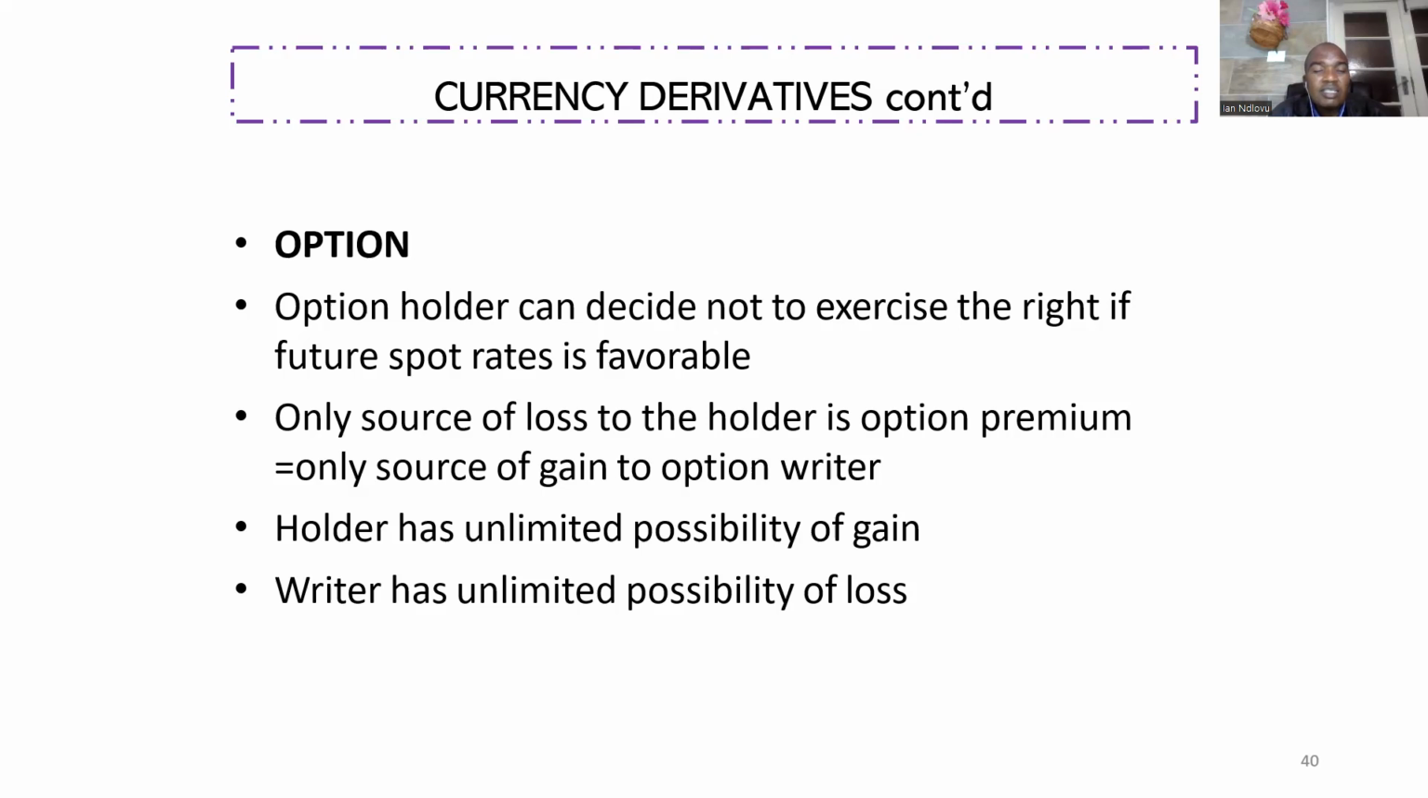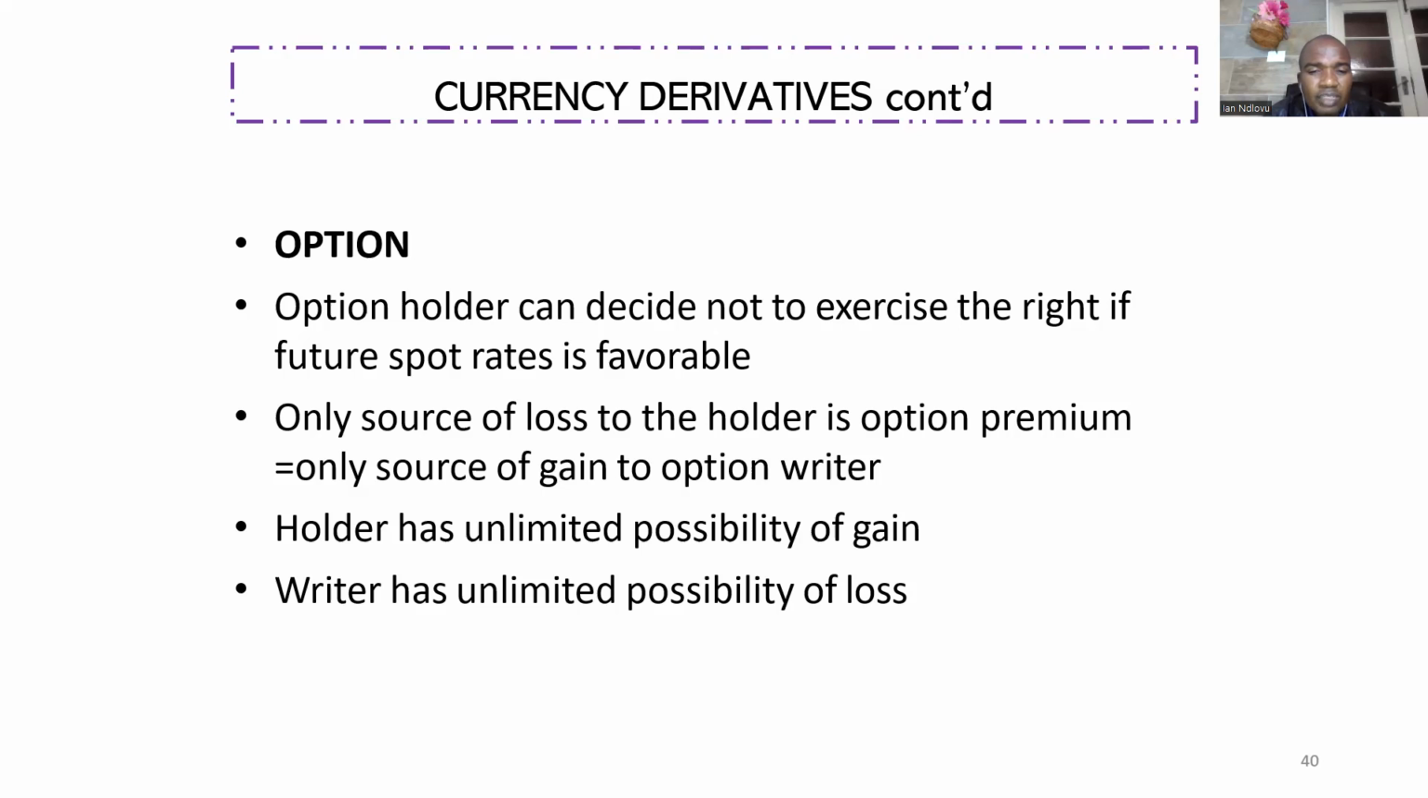So such an international trader, to avoid exchange rate risk, the losses associated with currency movements, would rather exercise an option which has more favorable terms than buy the foreign currency in the spot market according to the future spot rate. The only source of loss to the holder is the option premium.